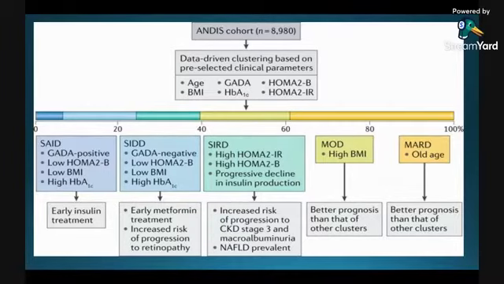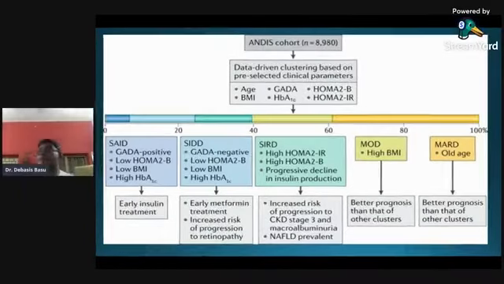But there they were very categorical. They could find out that in SIRD, which is severe insulin resistant diabetes, obviously the HOMA2-IR and HOMA-B were all high, and they really led to more CKD early. Obviously they had liver disease associated with it. In the MOD, they had better prognosis than the other clusters. So this was the Andes cohort.